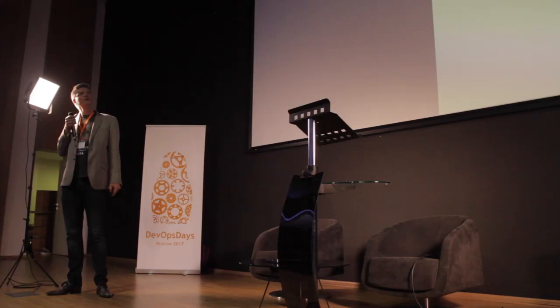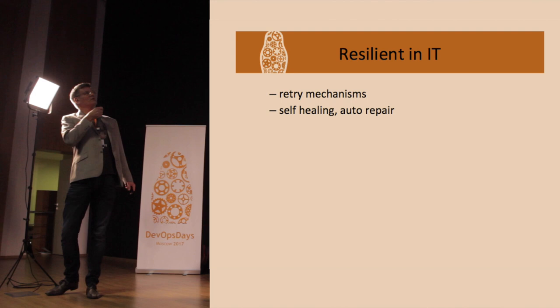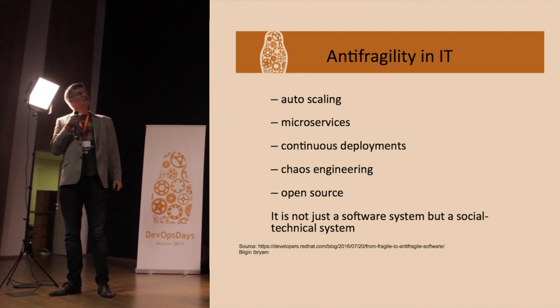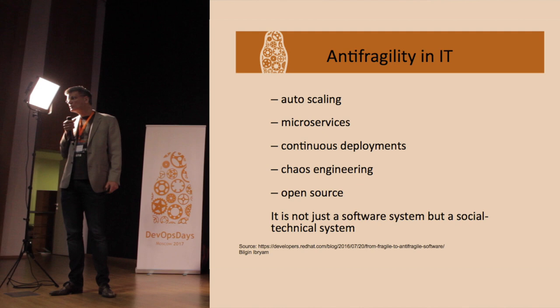Something robust in IT could again be Unix. Resilient in IT could be retry mechanisms and self-healing and auto-repair. That's resilient because you get back to the level that you were. And anti-fragile in IT, that is, for instance, auto-scaling and microservices and continuous deployment and chaos engineering like the Chaos Monkey and also open source.